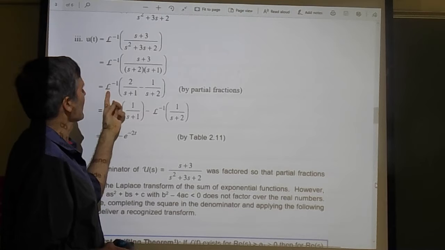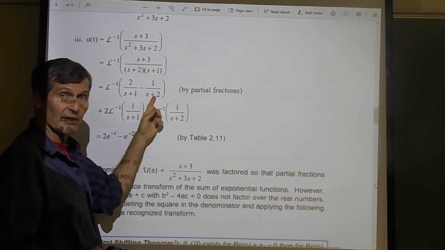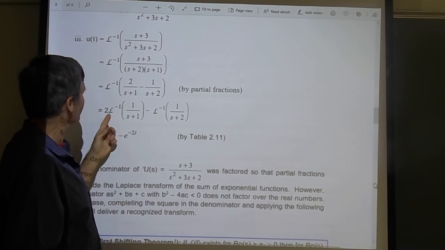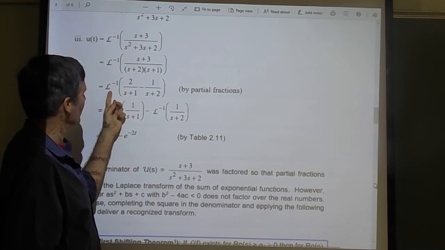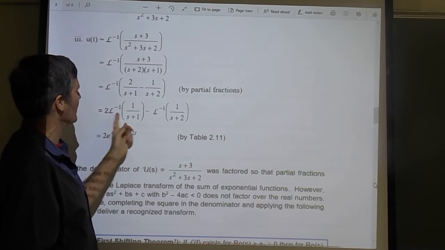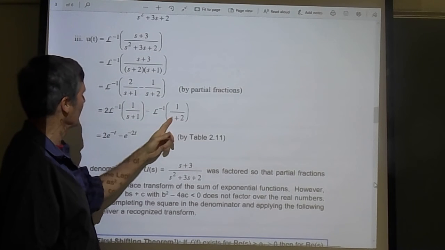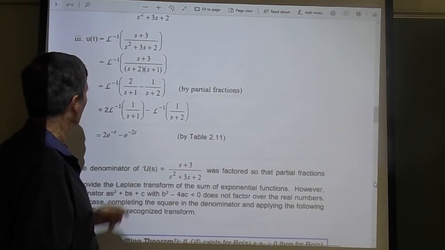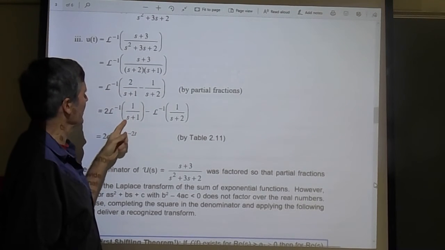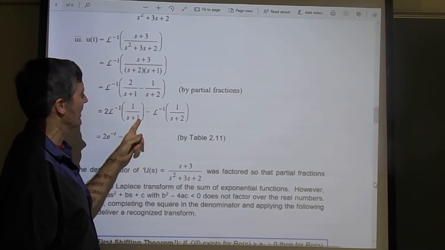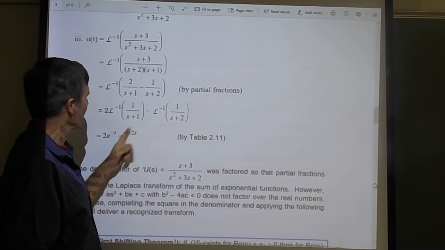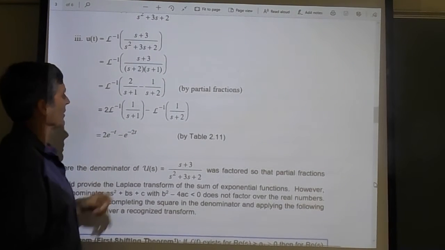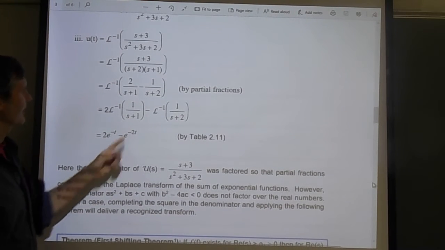So now I need the inverse transform of this, but this is easy. This is in our basic table that we used last time. Inverse transform of the difference is the difference of the inverse Laplace transforms, and I can pull the 2 out. Now I recognize this is in the table. This is the transform of e to the at, 1 over s minus a, so it's e to the minus 1t. This is the transform of e to the minus 2t. So we get as our unique solution 2e to the minus t minus e to the minus 2t.